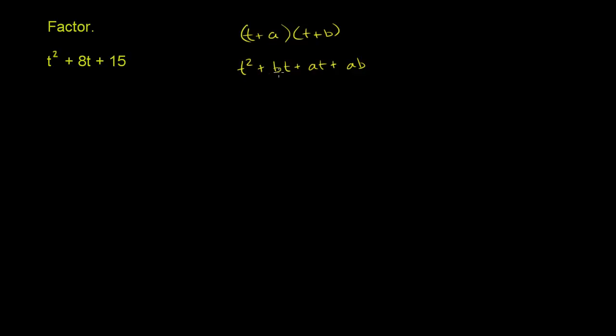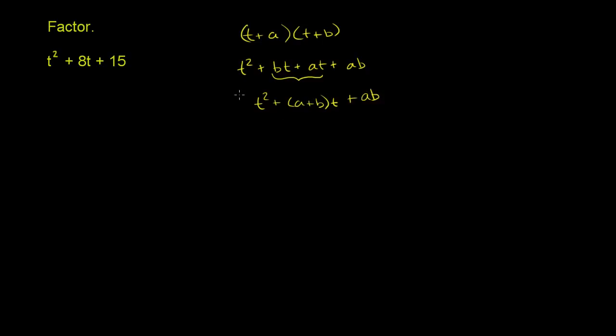And then we have two terms, two t terms, I guess you could call them. This is bt plus at. So we could combine those, and we get t squared plus (a plus b)t. I could have written this as (b plus a)t as well, plus ab.